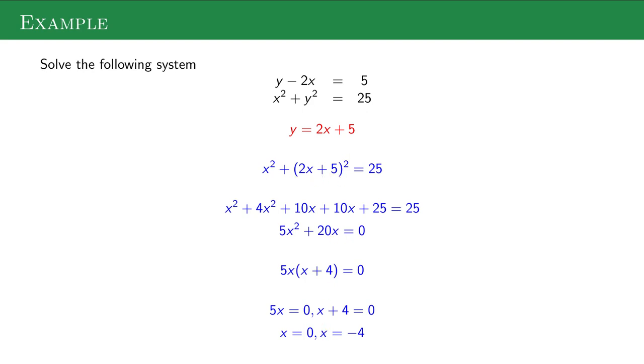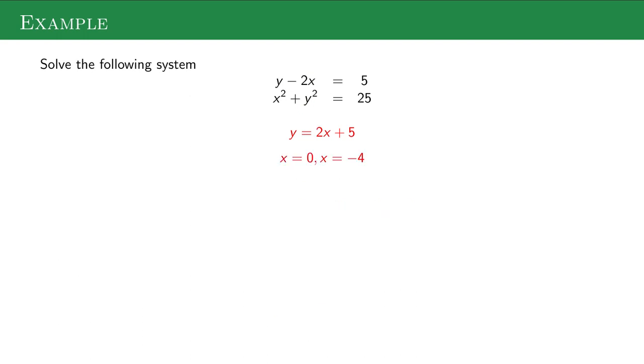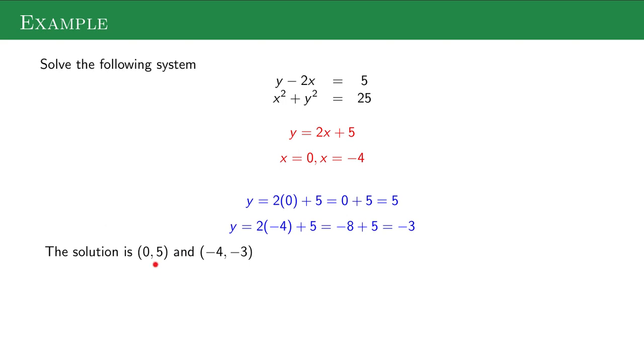But I'm not done yet because these are my x values. I also need to figure out what my y values are. But we figured out that y is 2x plus 5, and x is 0 and negative 4. So I'm just going to put the 0 and negative 4 in. When I put in 0, I get 5 for y. When I put in negative 4, I get negative 3 for y. And it gives me my two different answers, 0, 5. So when I put in 0, I got 5, so that's one answer. When I put in negative 4, I got negative 3, so that's my other answer.